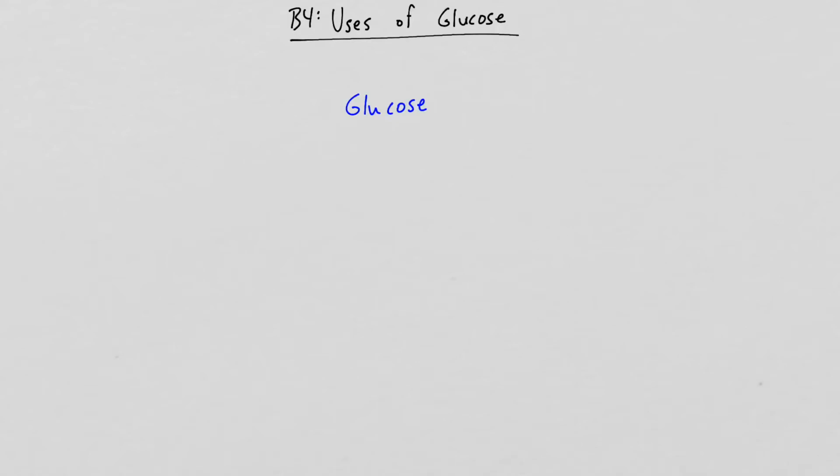Hello, this is a quick revision video for Unit B4 from the AQA GCSE on the different ways that plants use the glucose produced in photosynthesis. So we're going to do this as a concept map. We will start with glucose, and one of the uses of glucose is as a reactant for respiration.